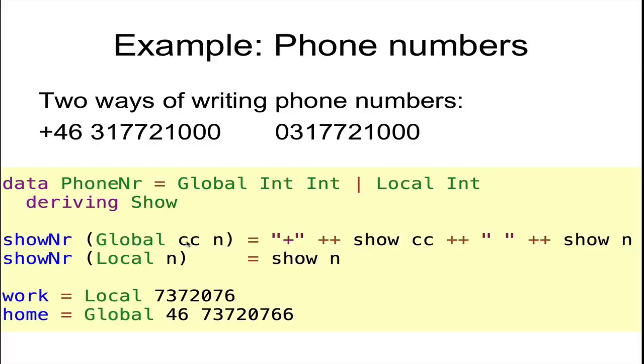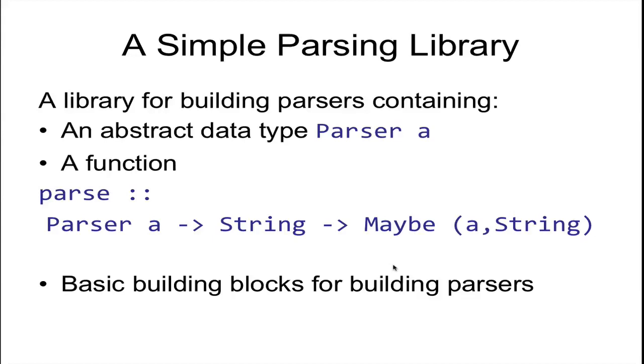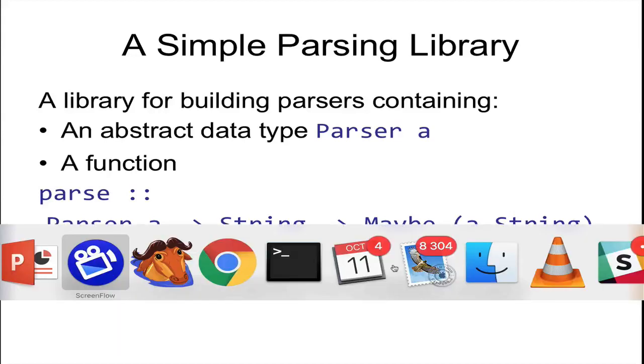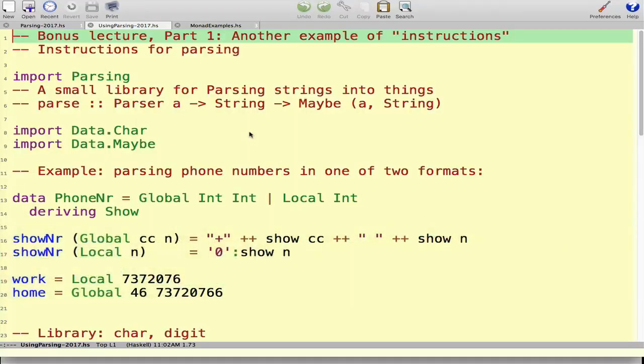And here's how I might display something of this type to get back something that looks like this. So if it's a global number, I'll put a plus character on the front, and I'll show the number, the country code, show a space character, and then show the rest. And if it's a local number, I just show the number. Actually, probably local numbers begin with a 0, so I might want to put a 0 on the front of that. Maybe I'll do that as well.